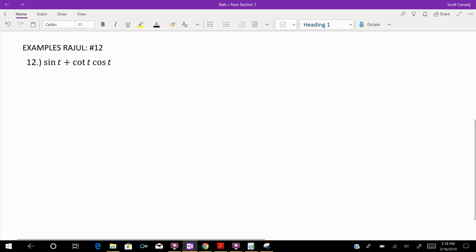Okay, folks, we're doing examples, problem number 12. And as we can see on problem number 12, we can't really do very much. So when all else fails, you guessed it, change everything into sines and cosines. So let's go ahead and do that now.